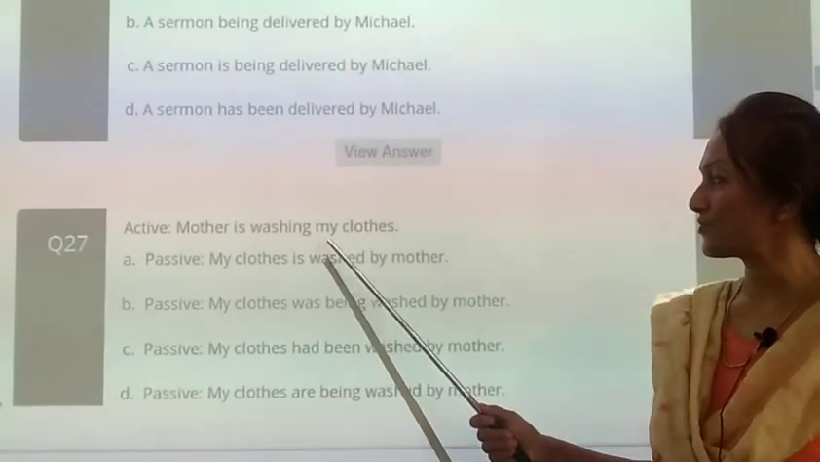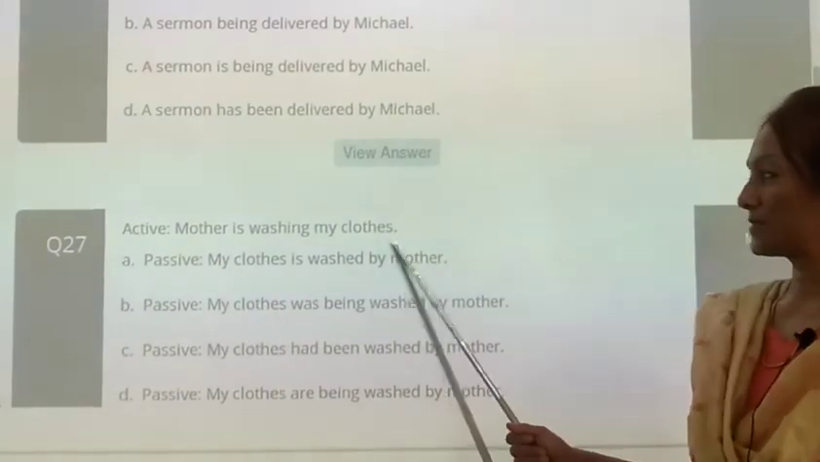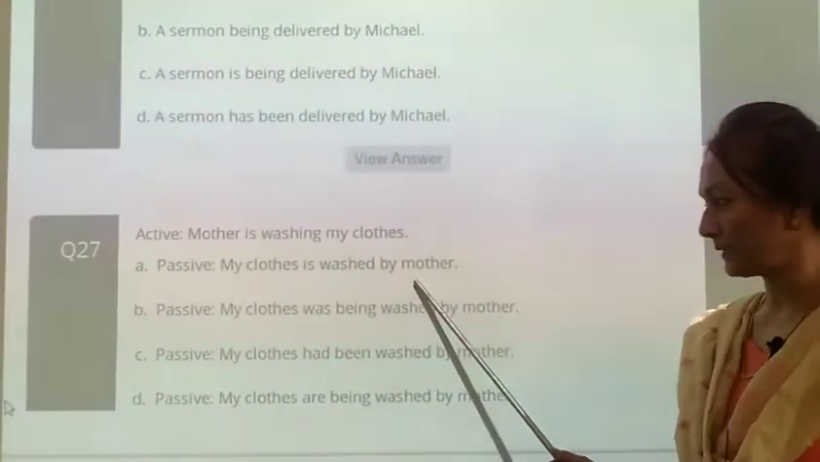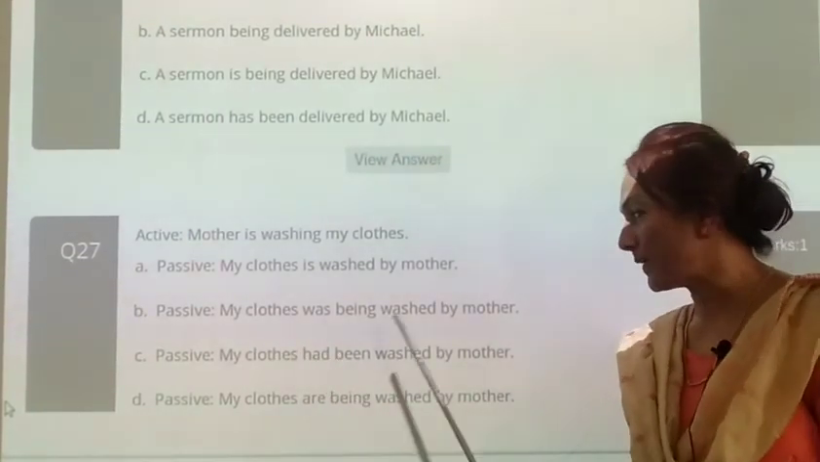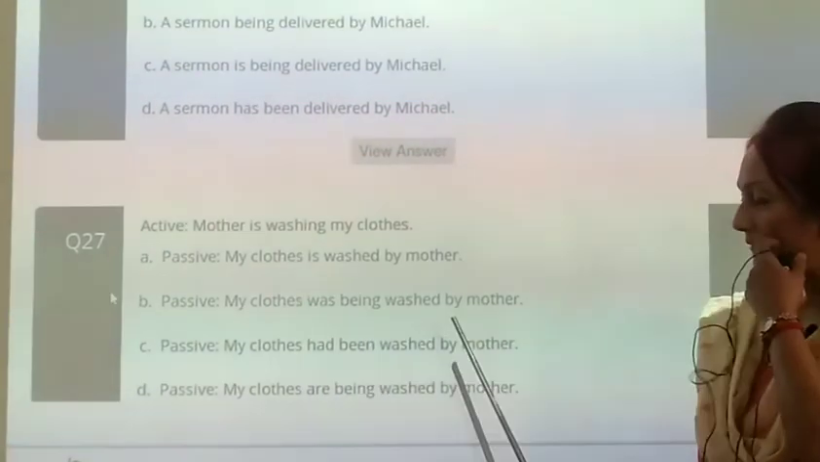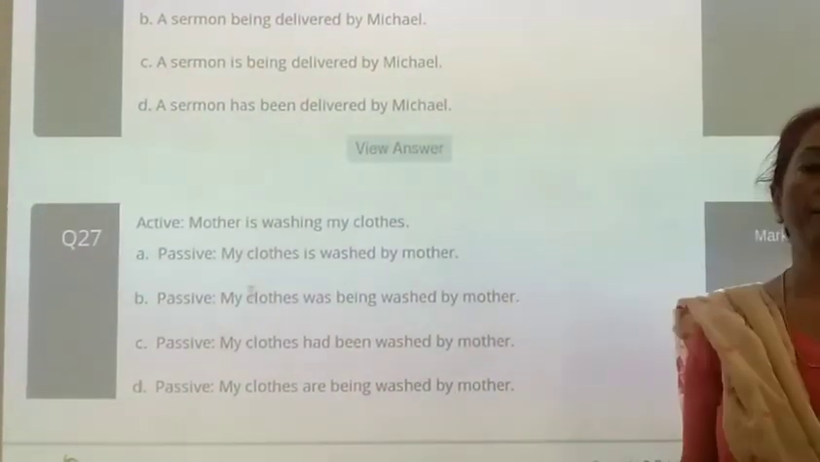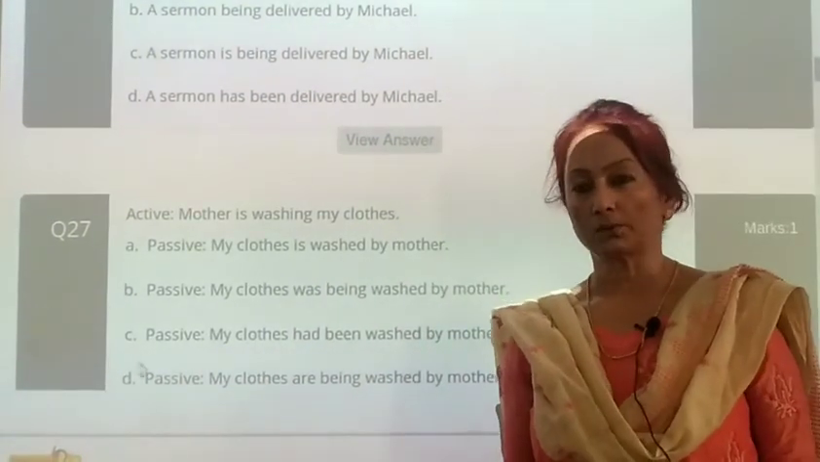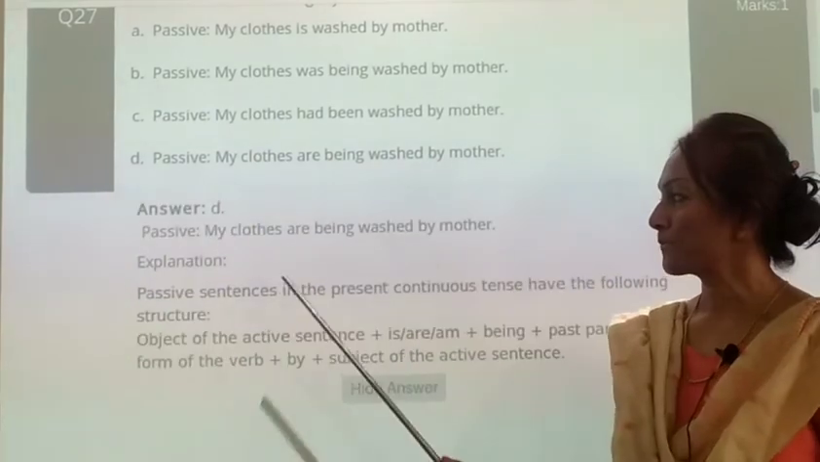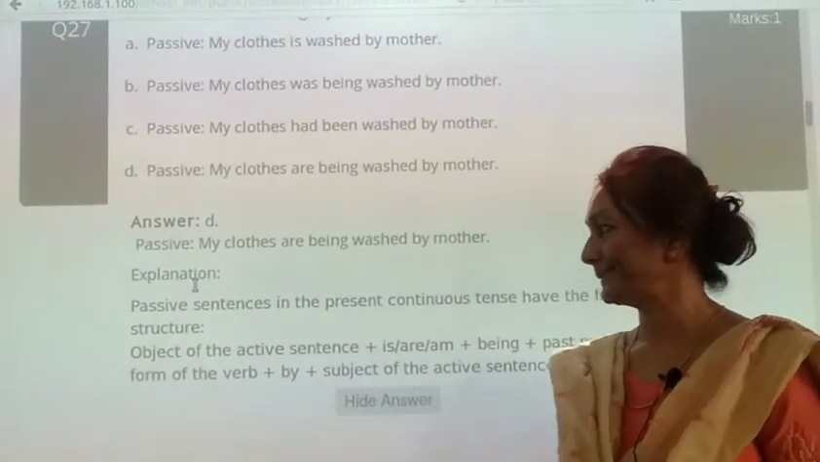Mother is washing my clothes. Mother is the doer. Clothes is the receiver. My clothes is washed by my mother. My clothes was being washed by my mother. My clothes had been washed by my mother. My clothes are being washed by my mother. So the correct answer is, my clothes are being washed by my mother.